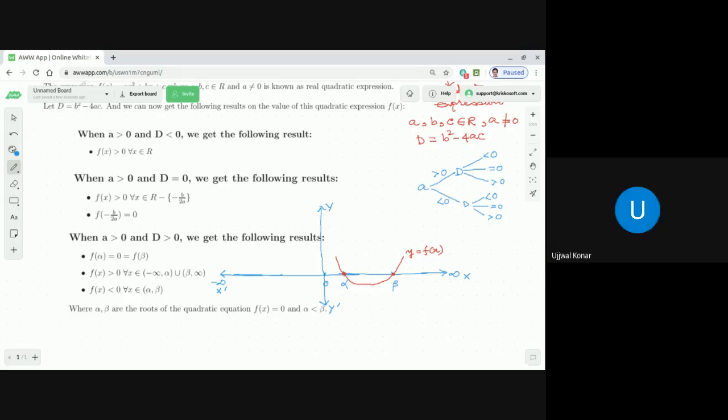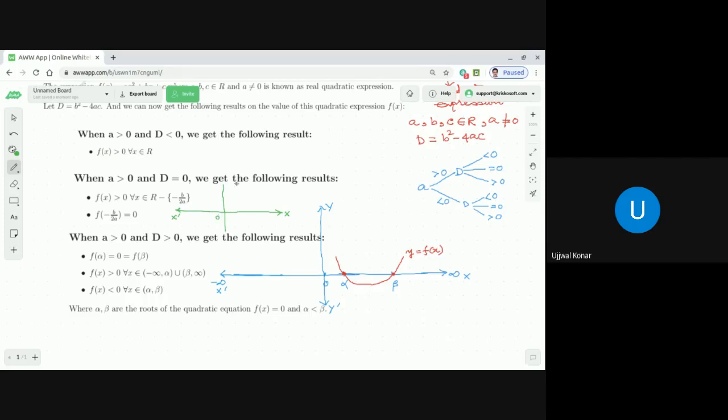In fact, for the case when a is greater than 0 and d is equal to 0, you can also draw a graph like this. What will it be in this case? If I draw in a different color, just a minute. Whenever I start drawing a straight line on the digital board, I face problems. So this is the x-axis.